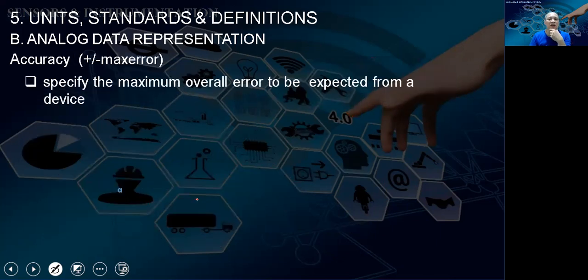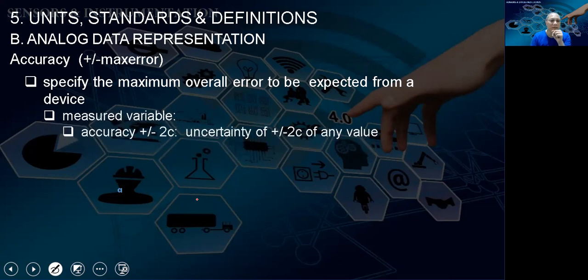Accuracy. Okay, let's look at accuracy. This is to specify the maximum overall error to be expected from a device. So what is the maximum error? For example, you measure 15 psi, plus or minus 1%, or plus or minus 0.1. So if it is 15 plus or minus 0.1, the highest is 15.1 and the lowest is 14.9. Measured variable accuracy of plus or minus 2C means an uncertainty of plus or minus 2C at any value.